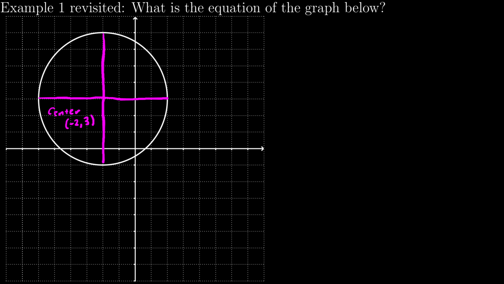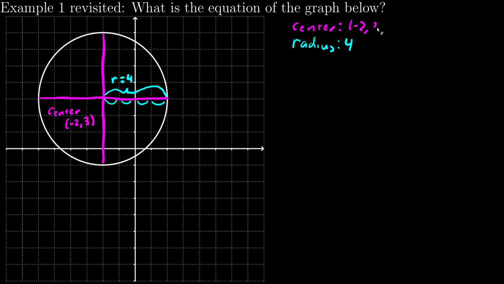The other piece of information I need is the radius, and the radius is this distance. And so we can see from here to here, I have 1, 2, 3, 4 units. So the radius will be 4. So I'll put that information over here. We have a radius of 4. We have the center -2, 3.